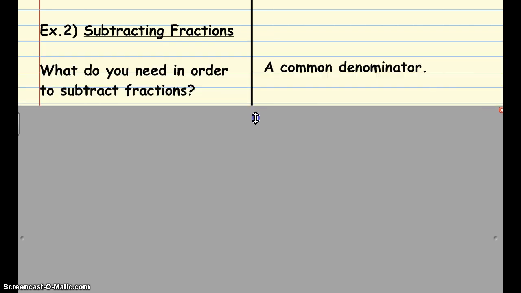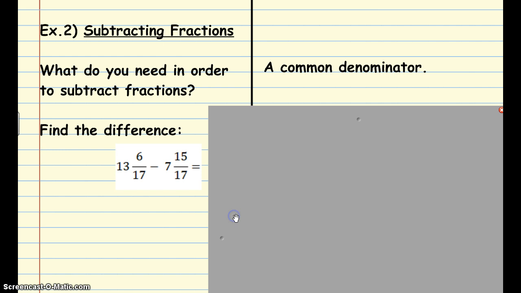Okay, the next example, let's take a look at subtracting fractions. What do we need in order to subtract fractions? We need a common denominator, just like addition. So let's take a look at our first example here. We need to find the difference of 13 and 6/7 minus 7 and 15/17. Again, we need a common denominator.